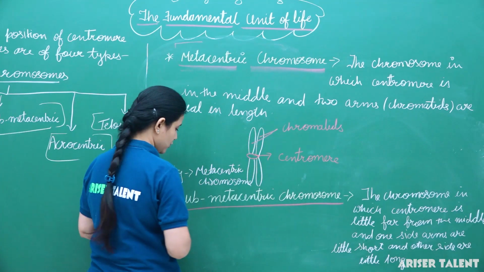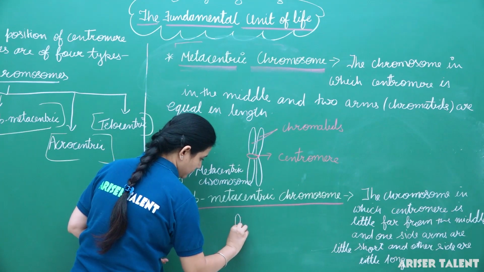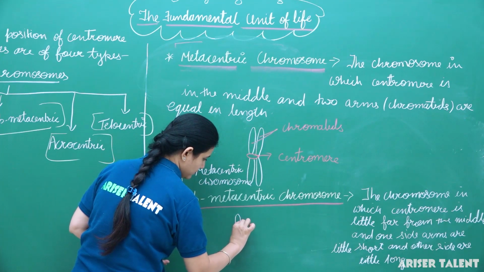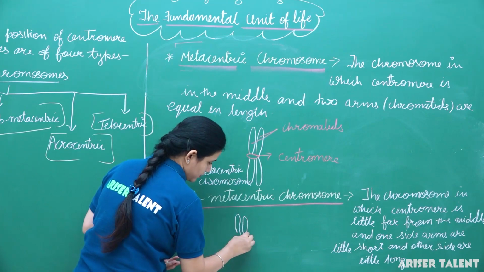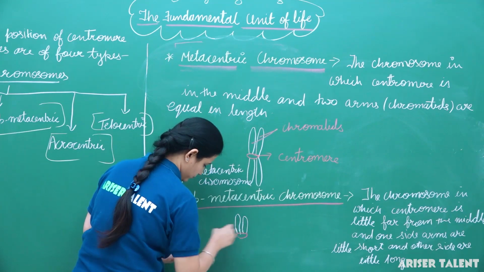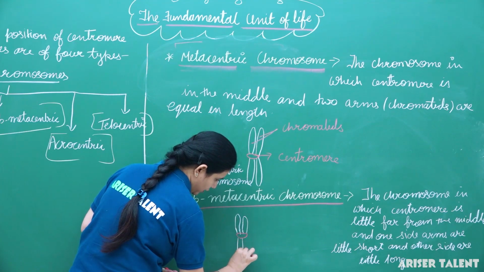Here we can study the structure. These are chromatids. Centromere. One side arm is a little longer.